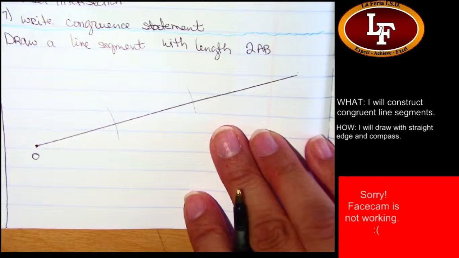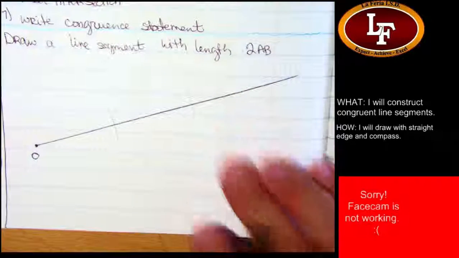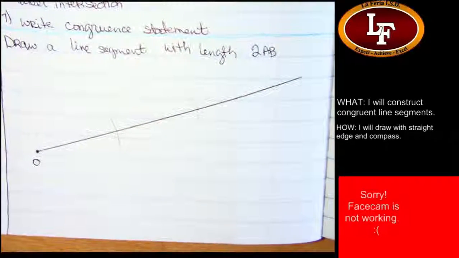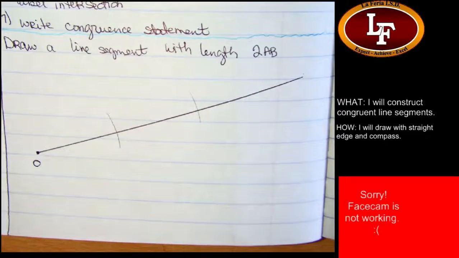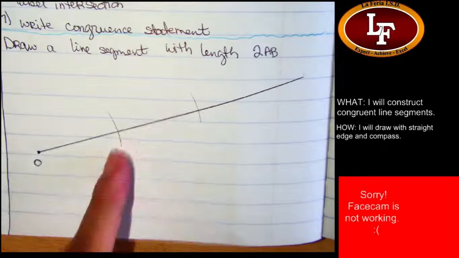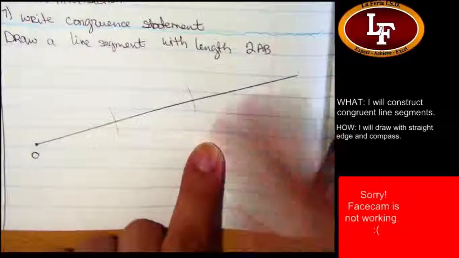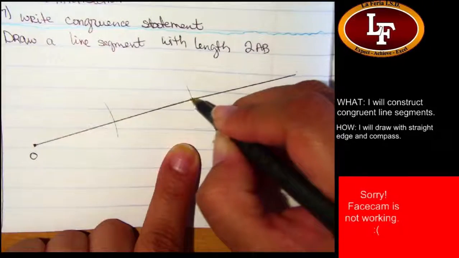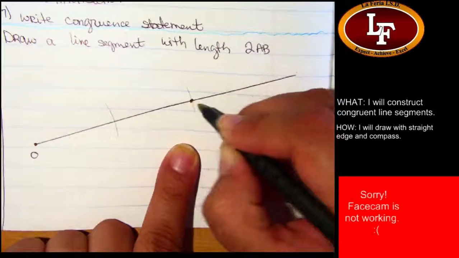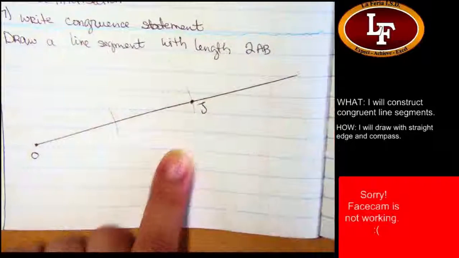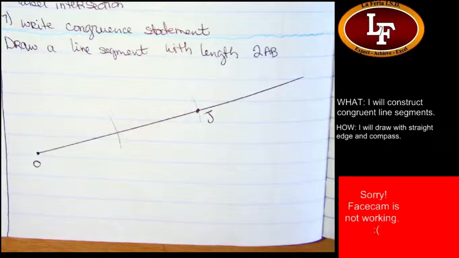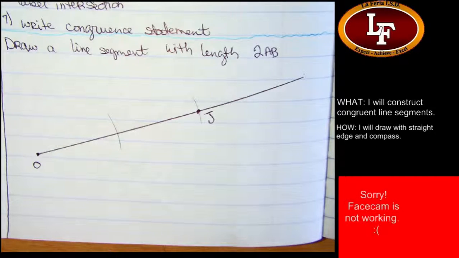Next, step number 6. Label the intersection. Beautiful. I have 2 intersections, and the second one is the important one for me, because that's where my 2AB is. All right, I need a name for this point. J. All right, J by unanimous decision, because it does say OJ.